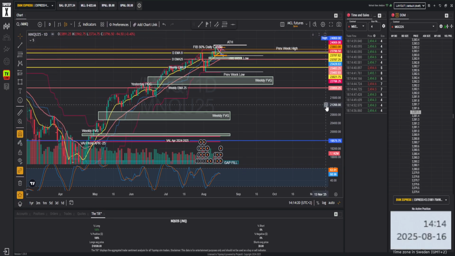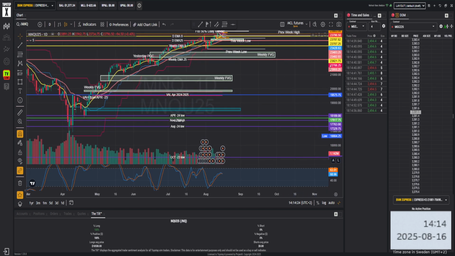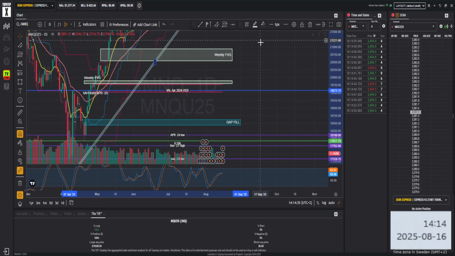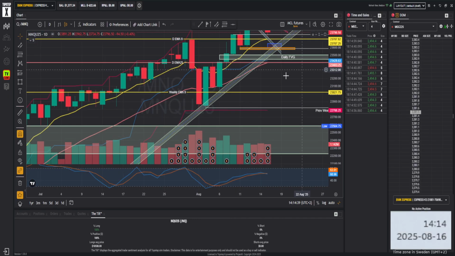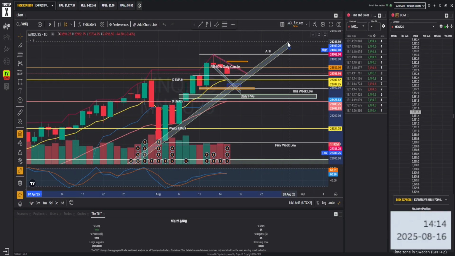Didn't I draw a very long channel as well? Did that get removed? From this low to that low. Let's see. I want this channel to exist. Feels like an important zone to hold.